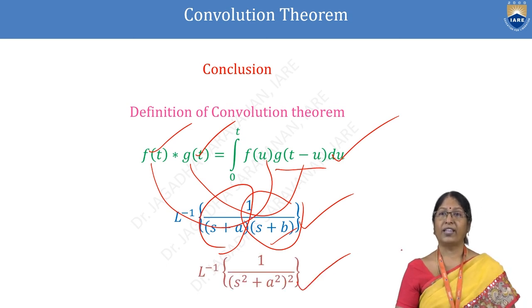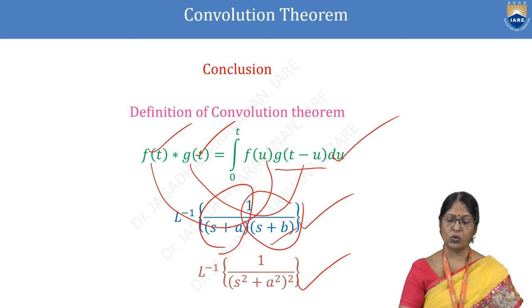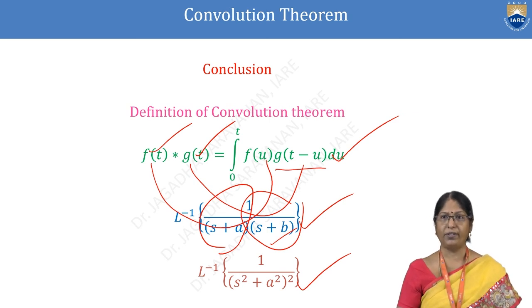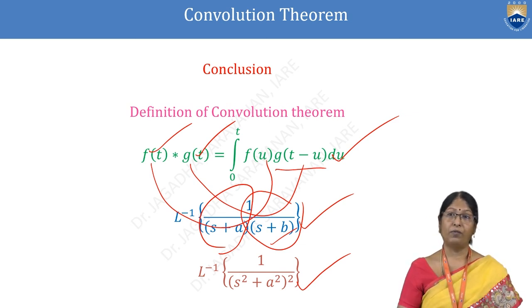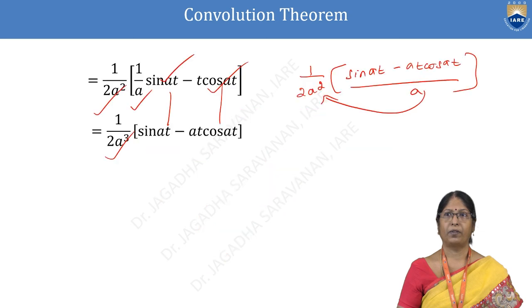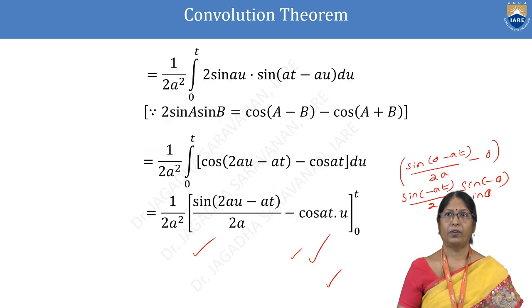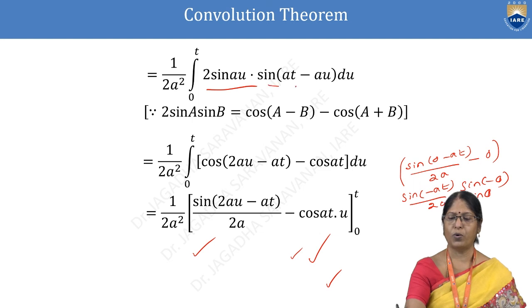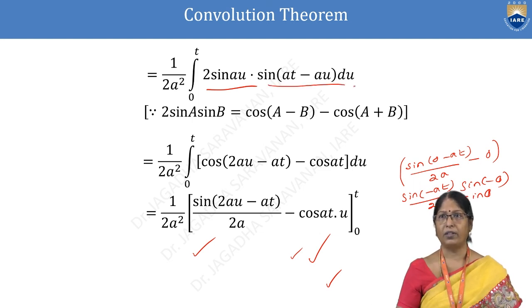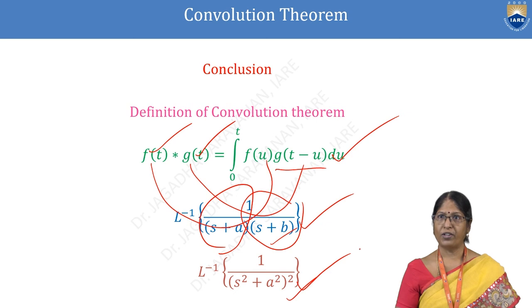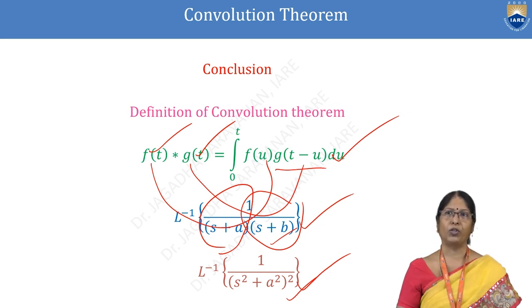Another one, L inverse of 1 by s square plus a square, the whole square, we did here also, but here we applied the trigonometric formula with two functions. One is sin at, another one is sin at minus au. So another one is sin au, another one is sin of at minus au. Both the functions we got, then we applied the corresponding trigonometric formula and we solved it.